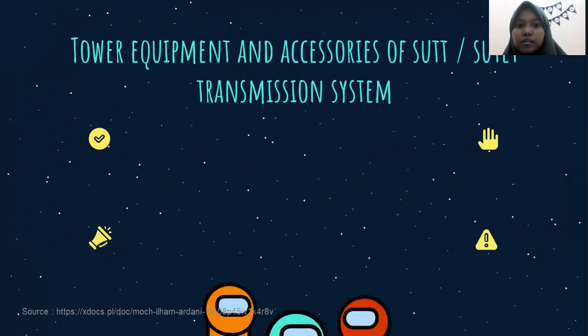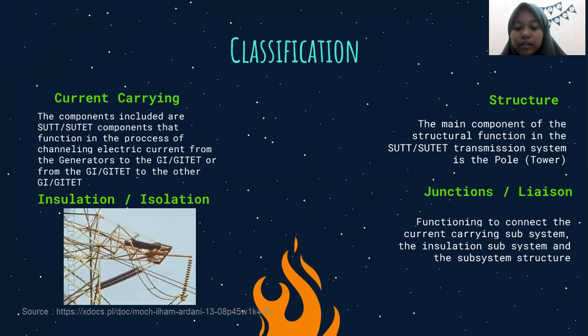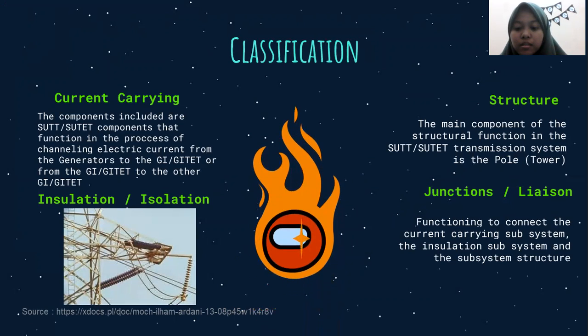Okay, next is tower equipment. The last content of this presentation is about tower equipment and accessories of SUTT or SUTET transmission system. Based on the function of each component, the SUTT or SUTET transmission system is classified as follows: current carrying, insulation, structure, and junction.